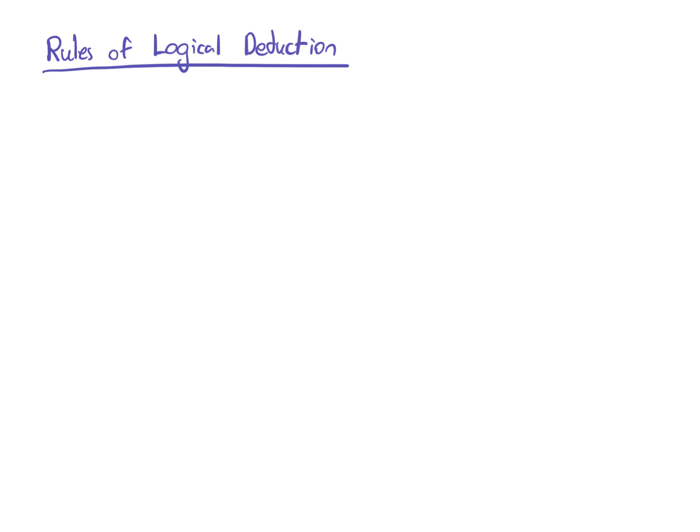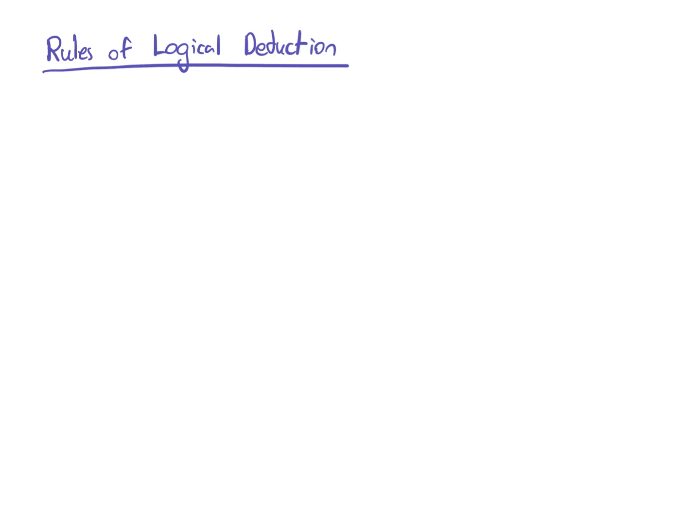Much in the same way that logical equivalences allow us to skip the truth tables in order to show that two expressions are equivalent, so do rules of logical deduction allow us to skip the truth tables when we're trying to figure out whether a deduction is valid or not. Unfortunately, the rules of logical deduction tend to have names that are even more obscure and mysterious than the rules for logical equivalence, so just bear with me and we'll do our best.